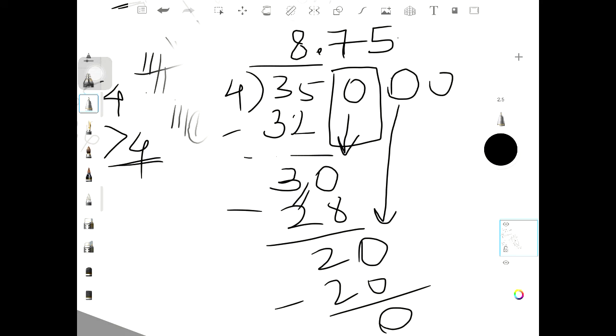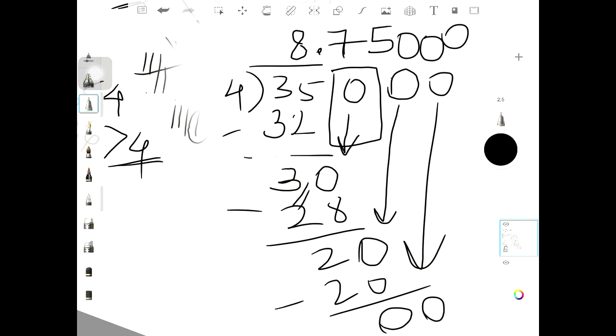Now you could still keep on going, putting 0, and then it would just be 0, 0, 0, which doesn't make sense. Any number of zeros after a decimal number is still 0. So you can just stop here and you can just say that the answer is 8.75.